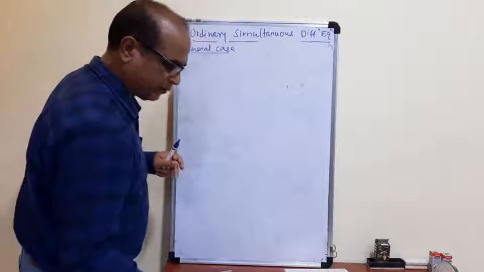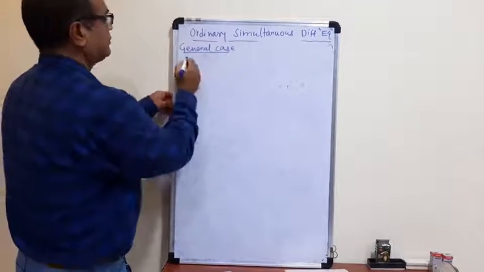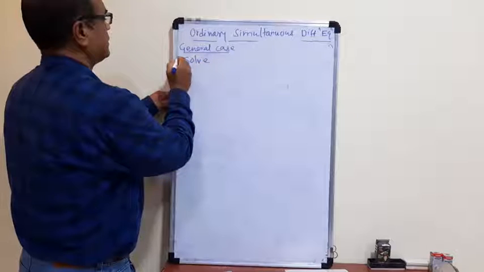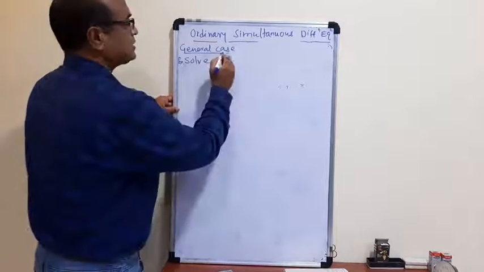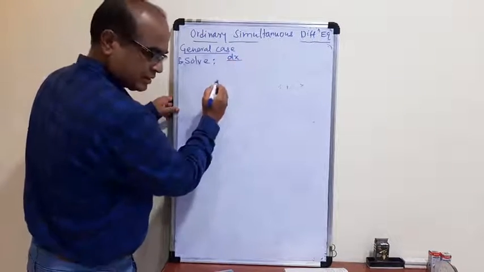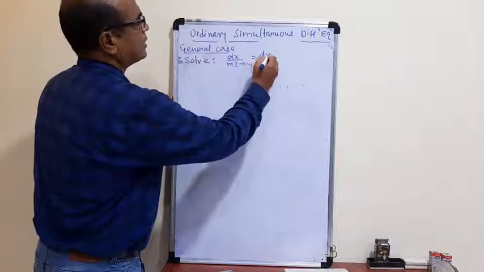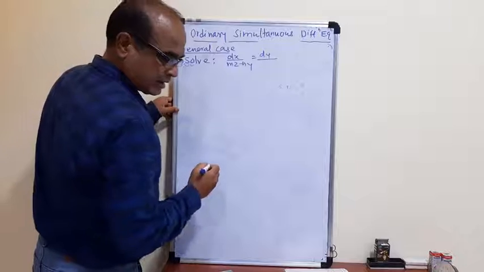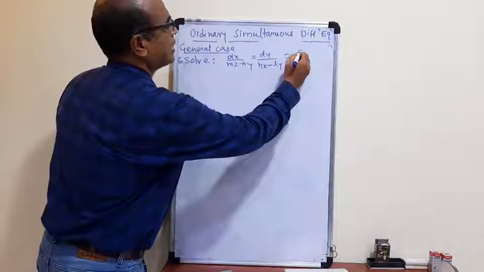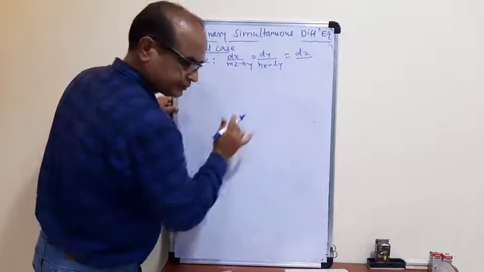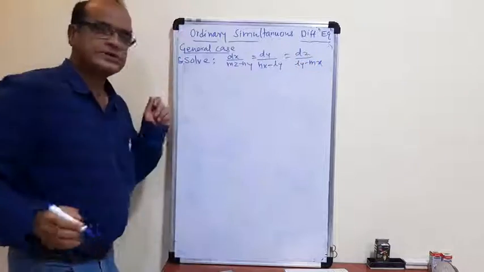We take a very simple example. Solve dx upon (mz minus ny) = dy upon (nx minus lz) = dz upon (ly minus mx). Solution.